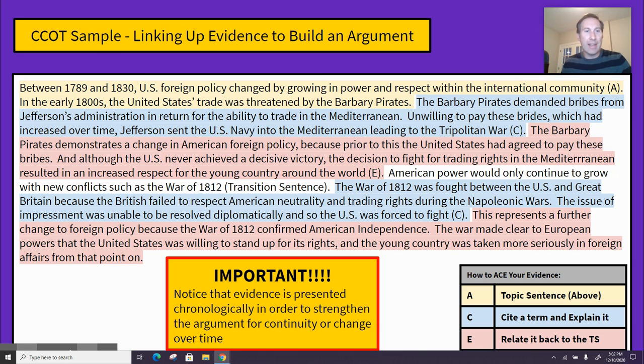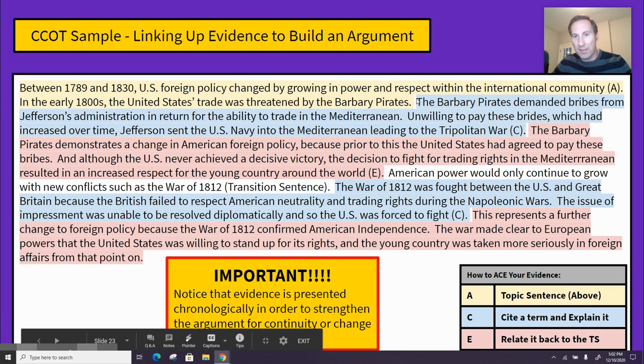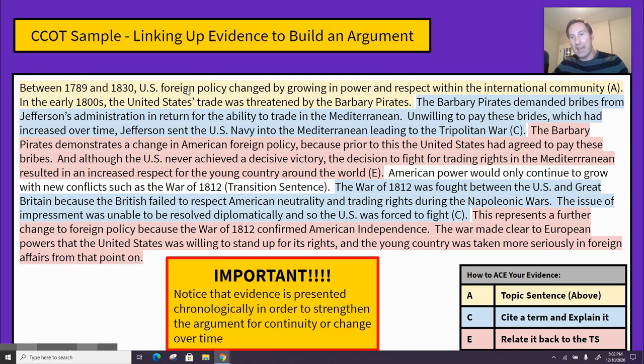Between 1789 and 1830, U.S. foreign policy changed by growing in power and respect within the international community. Oops, I mislabeled this. This is supposed to be blue. But this first sentence right here is my A. This is supposed to start my citation, but let's begin right there. So this is highlighted slightly wrong, but it says, in the early 1800s, the United States trade was threatened by the Barbary pirates. There's my first citation, and you'll notice this first citation follows exactly what we just talked about. So I'm not going to restate it.